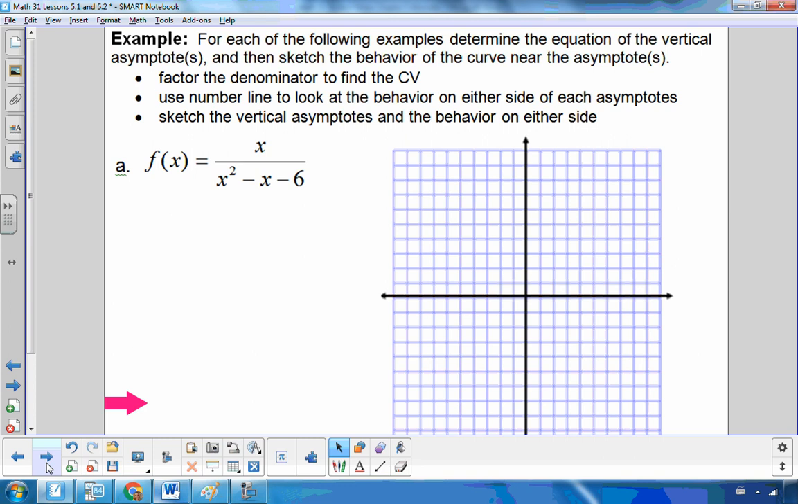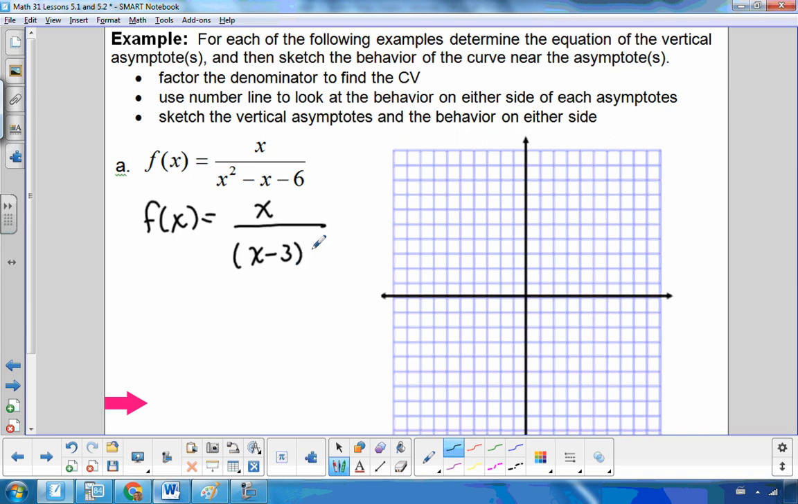So in these examples here, we're really building towards curve sketching without a calculator. So in these examples, we are going to determine the vertical asymptote through factoring, find critical values, and use those with a number line for sign analysis to figure out the behavior on either side of the asymptote. So let's look at our first example. So I will factor the numerator and denominator. So numerator can't be factored. Denominator can be factored like this.